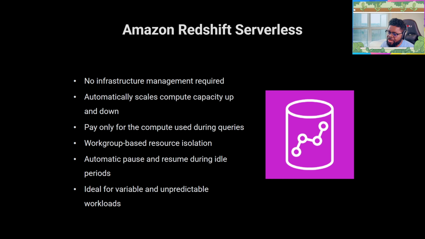That's where you hit some limitations with the traditional databases we've seen, compared to a database like Redshift that is built for warehousing, right? So workgroup-based resource isolation is also one of those options there. You can automatically pause and resume during idle times, meaning when you're not doing anything, you can basically pause it. So it's ideal for variable and unpredictable workloads.